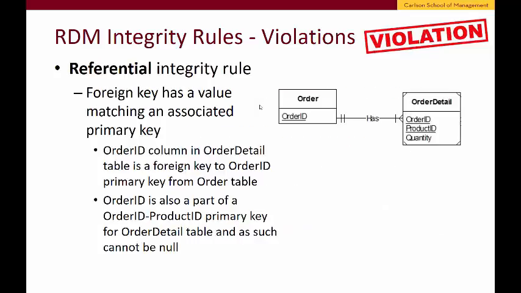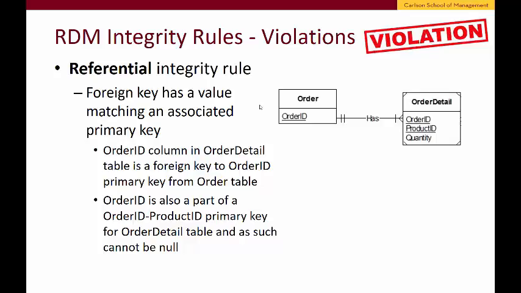This leads us to the extension of the referential integrity rule as well. Foreign key that is also part of a compound primary key cannot be null. Clearly, order ID in the order detail table is a foreign key to orders table, but is also a part of the order ID, product ID compound primary key, and as such cannot be null.